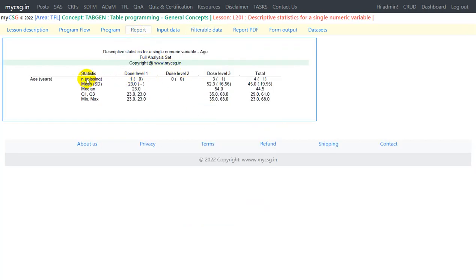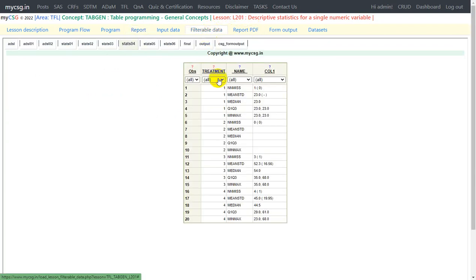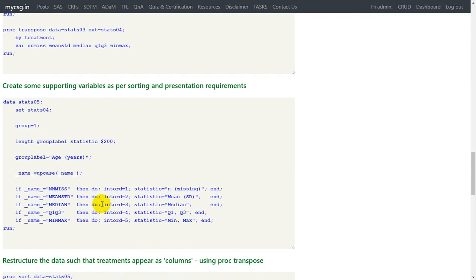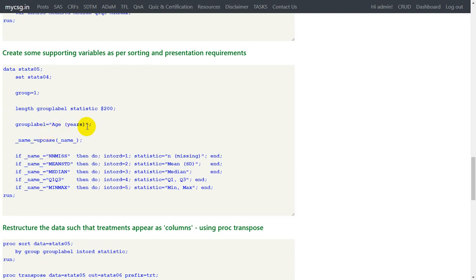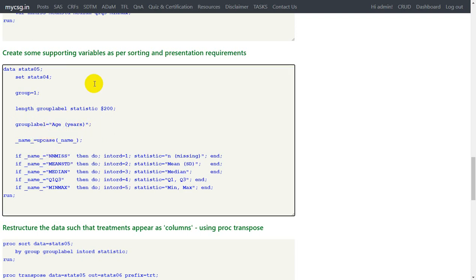So if you see, the statistics are to be presented as rows. Now we have fetched those things as rows, but we need an additional transpose and creation of some labeling columns. So we will do that in the next steps. In the next step, we are creating some additional grouping variables and labeling columns. Here we have to present in the report the label as age underscore years. So we have created a variable called age group label and assigned the text of age underscore years.